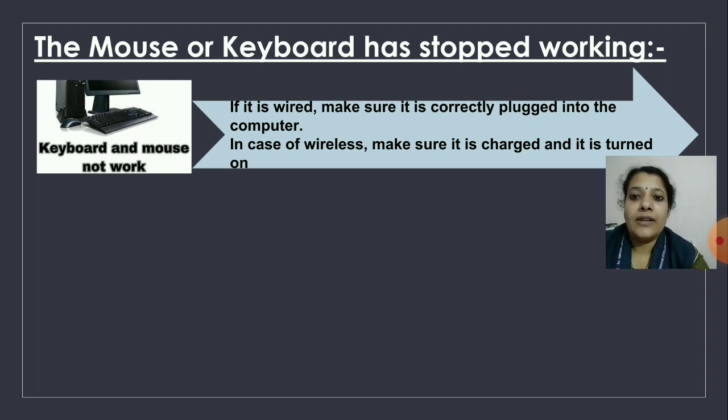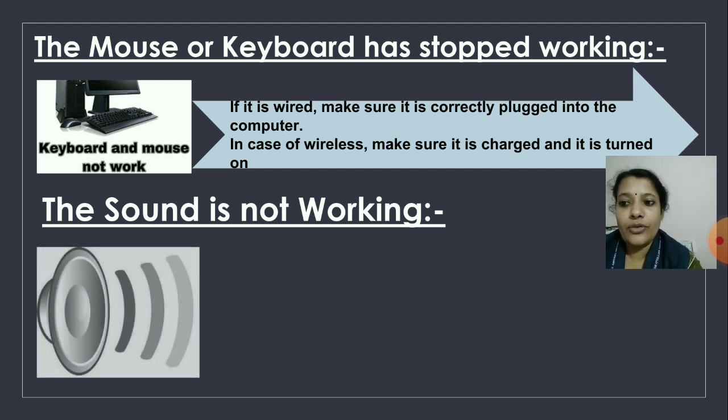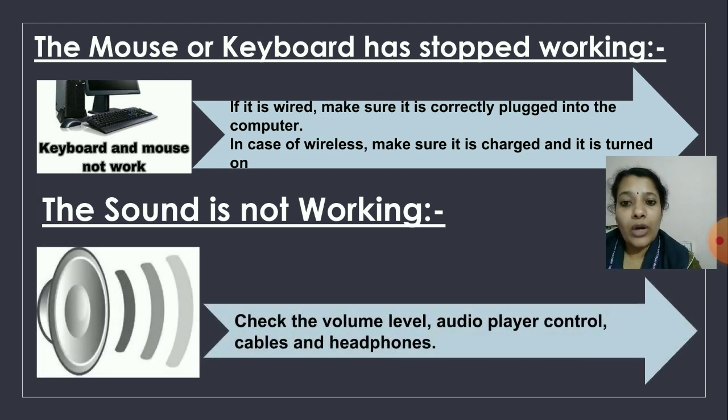Next problem is that the sound is not working. When the sound is not working in the system, what do you have to do? You need to check the volume level, audio player control, cables and headphones. We need to check whether the volume level is given or not. Please check the audio player, sometimes we keep it in mute. Please check that also. And then you need to check the cables.